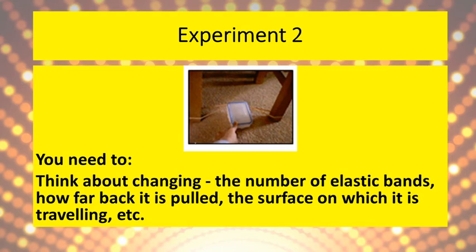How far back it's pulled. So if you pull it back 1 centimetre and 2, or you could do it every 3 centimetres, see how far it goes to get it the furthest. The surface on which it's travelling, so here you can see it's on carpet. You might have some wooden flooring in your house. You might have some tiles, maybe in your kitchen or your bathroom you could test it on. So once again, loads of independence here.